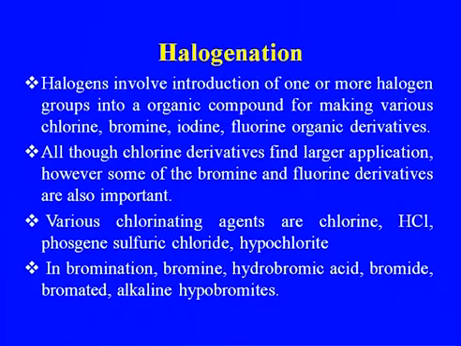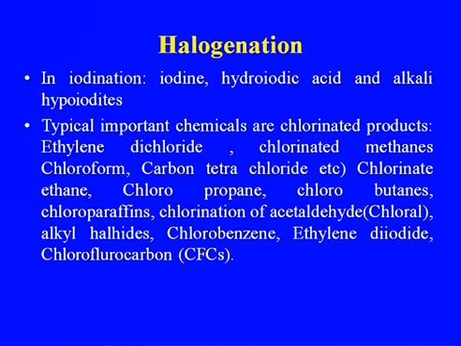Although the chlorine derivatives find larger application, some of the bromine and fluorine derivatives are also important, and some brominated compounds are also used in the process. Various chlorinating agents are chlorine, HCl, phosgene, sulfuryl chloride or hypochlorite. In bromination, the brominating agents are bromine, hydrobromic acid, bromic acid, bromide, bromate, and alkaline hypobromites.